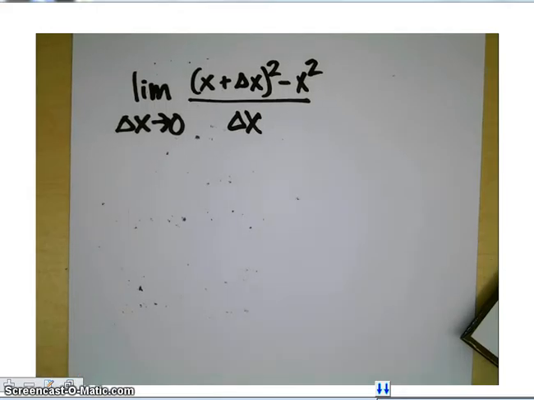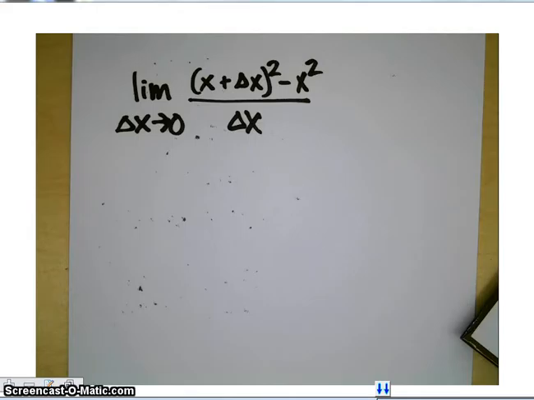Gotta like the delta x, right? Now tell me about delta x. It's the change in x value. It is its own variable. It is a single variable, okay? The delta and x are attached together.